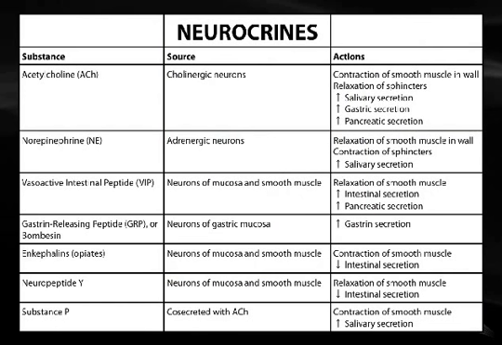Neurocrines also play an important role in the gastrointestinal tract. The ones that we will need to be most familiar with are acetylcholine, norepinephrine, vasoactive intestinal peptide, GRP or gastrin-releasing peptide, enkephalins, neuropeptide Y, and substance P. I'm sure that you've come across acetylcholine and norepinephrine in the past in numerous different modules. However, vasoactive intestinal peptide, GRP, enkephalins, neuropeptide Y, and substance P are present in the GI tract, and you will not encounter them in other slides.